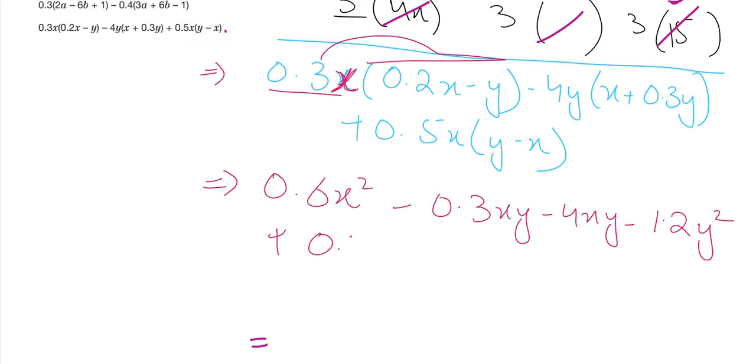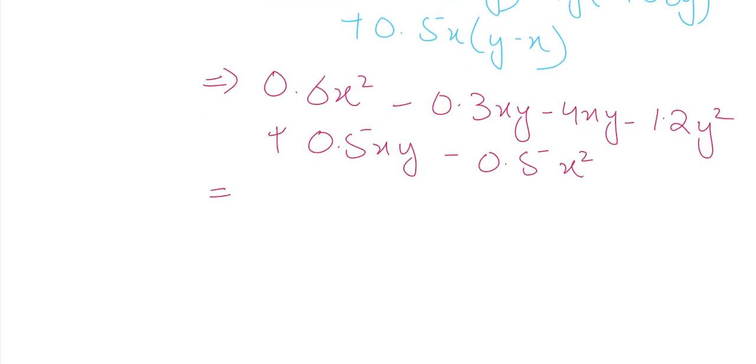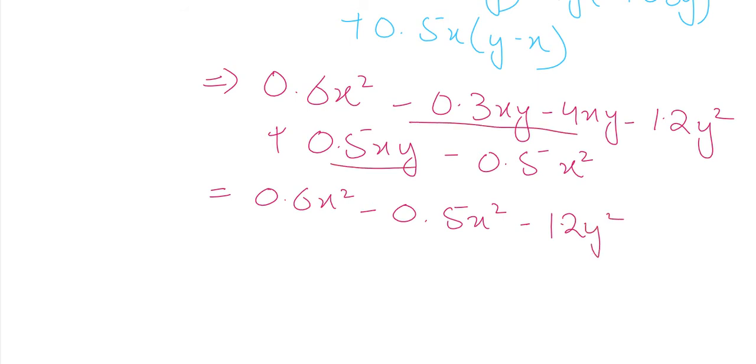Plus 0.5xy, and then the last one 0.5x squared. Yeah. So now again we have to arrange all of the like terms. 0.6x squared, negative 0.5x squared, then 1.2y squared, and then these all the like terms. Negative 0.3. You can write it over here because I like to use more space. I'm doing it over here. 0.5xy. Yeah.